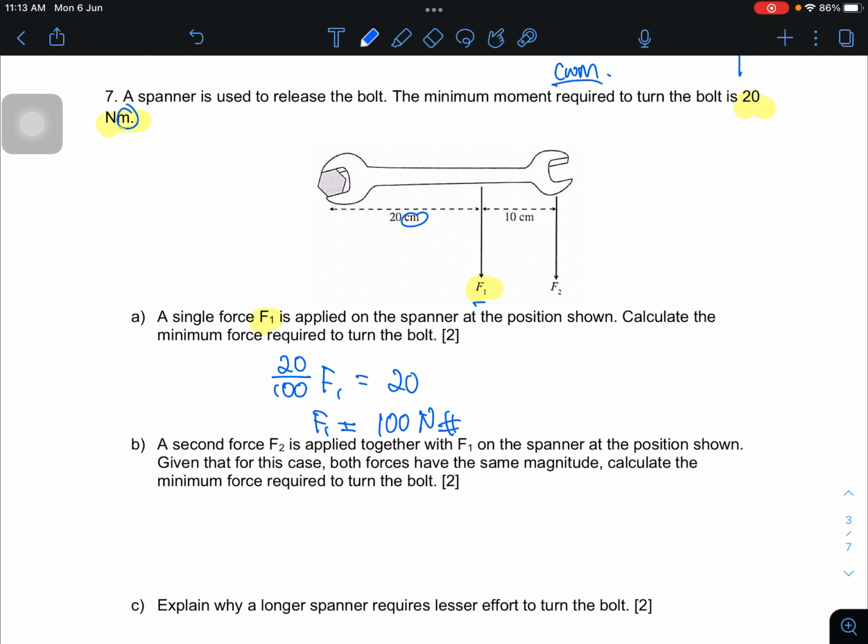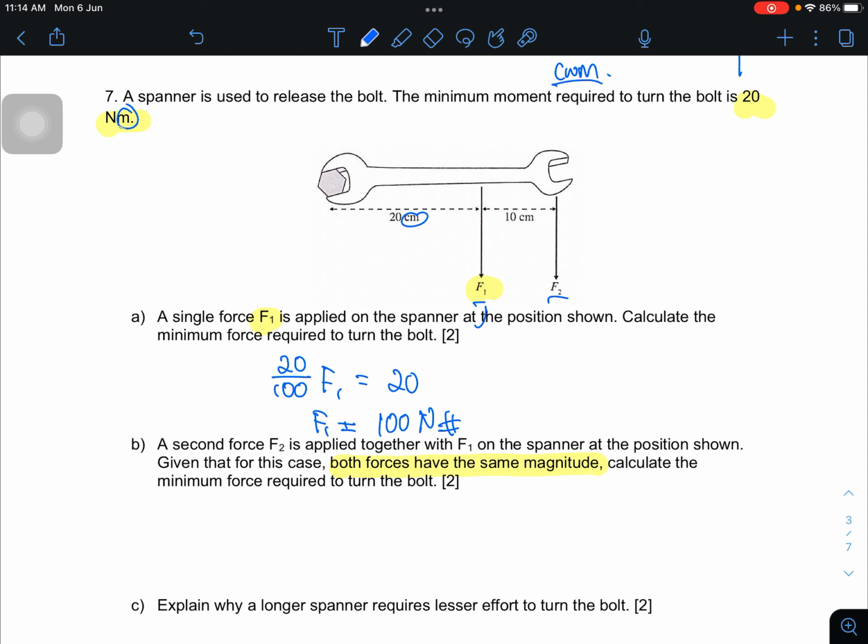Now part B. They tell you that a second force F2 is applied together with F1. They give you another force to help you turn the spanner, and they are telling you that F1 and F2 are equal in magnitude. The values are the same.